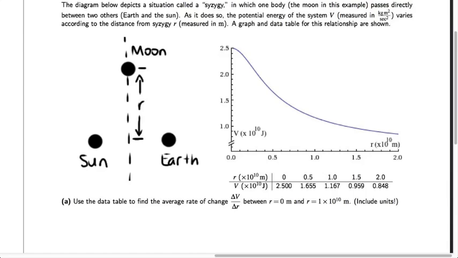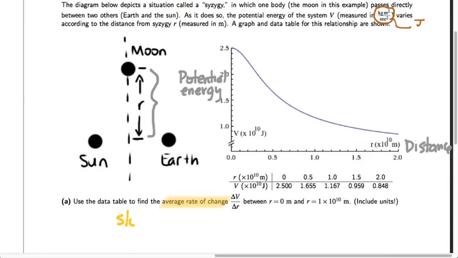So, we have a relationship here between the total potential energy of that system, which we can measure in the SI unit of energy, joules, and the distance between that third body and the line joining the other two. We're going to call that r, and we're going to measure it in meters. The first question is, how can we find the average rate of change of potential energy with respect to a change in distance between 2 points on this graph?